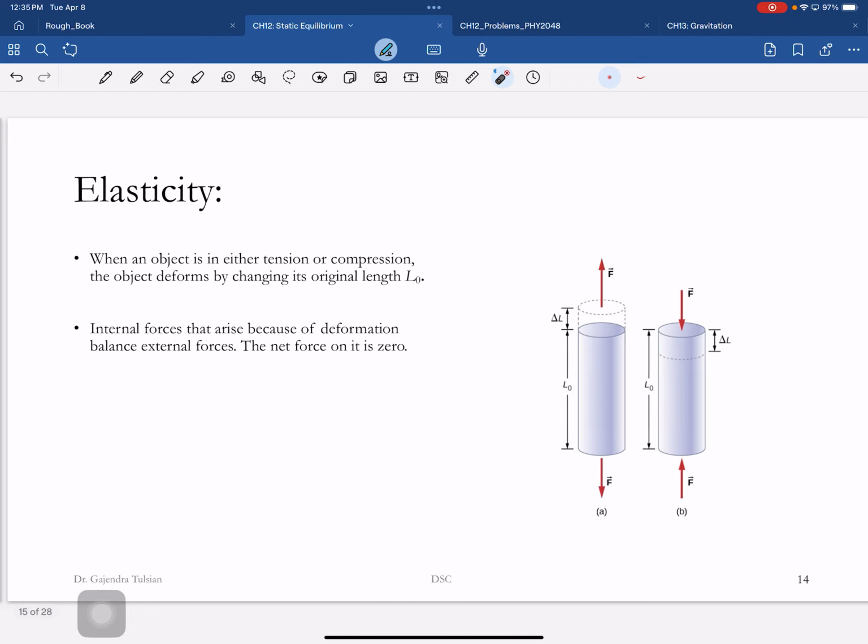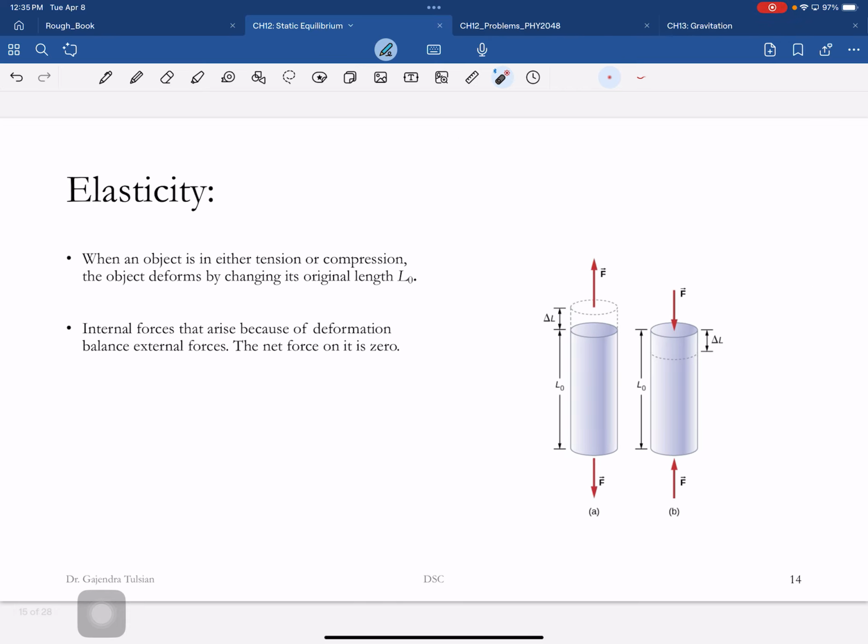Now we'll look at the second part of the chapter. This seems like an unrelated topic. It is a very different topic, but it's useful when you do construction and all that kind of stuff, where you'll be dealing with static equilibrium.